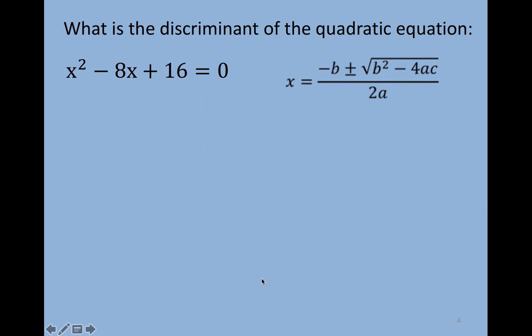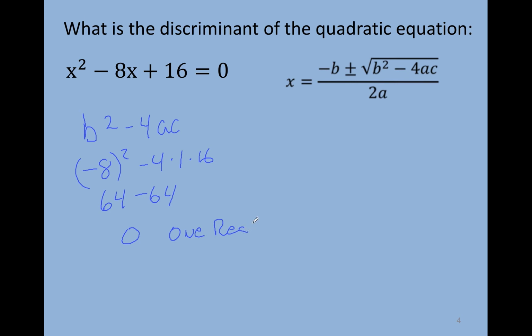Third example. B squared minus 4ac. B squared is negative 8 squared minus 4 times 1 times 16. 64 minus 64. The discriminant is 0, so that means that there is going to be one real solution. Okay, so the number that is under here is going to tell us the number and type of solutions that we can expect to see on the quadratic equation. Now let's see how we're going to apply that.